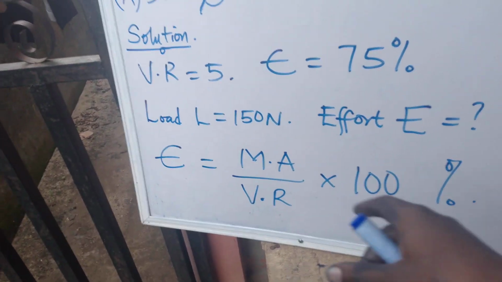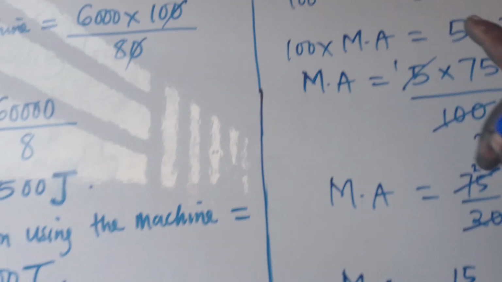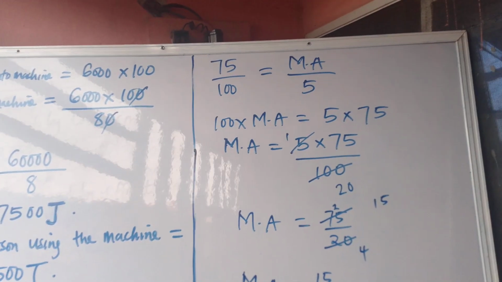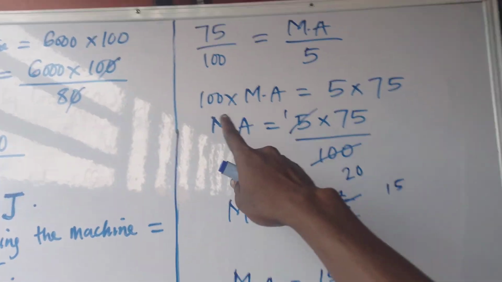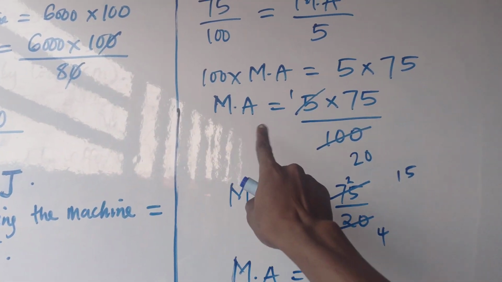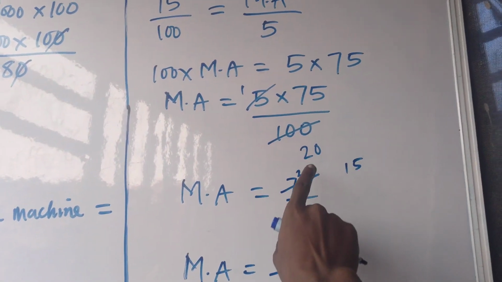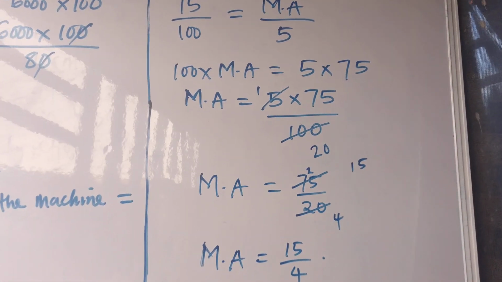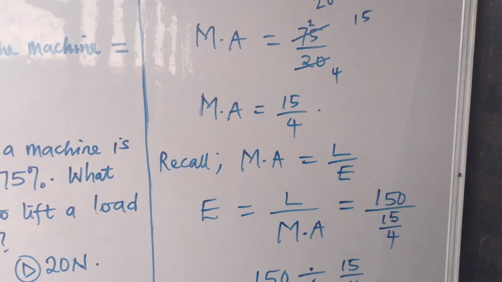Option B. So I made use of the formula, efficiency is mechanical advantage over velocity ratio times 100, and these are the steps. The efficiency is 75 over 100. When I cross multiply, that's 100 times MA equals 5 times 75. Making MA the subject of formula, divide by the coefficient. MA will be 5 times 75 divided by 100. 5 into 100 is 20, that's 75 over 20. When I divide again, I'll have 15 over 4. Reduced to the lowest term, the mechanical advantage is 15 over 4.